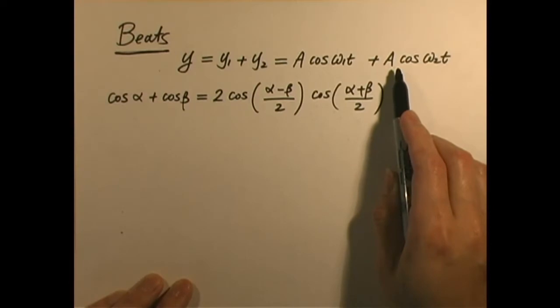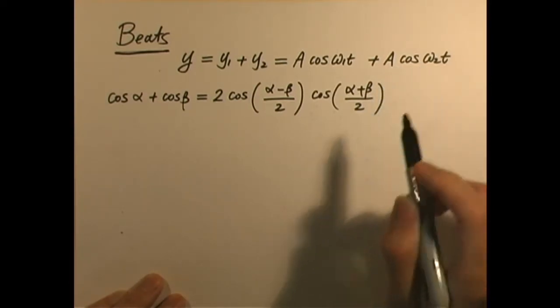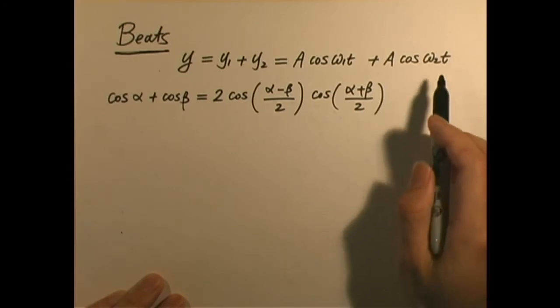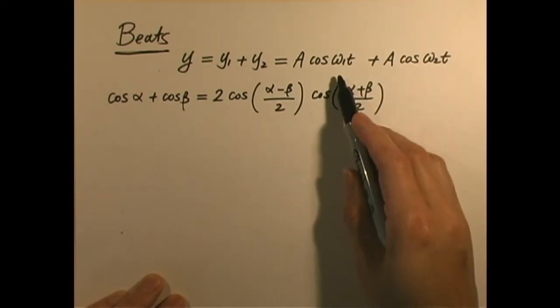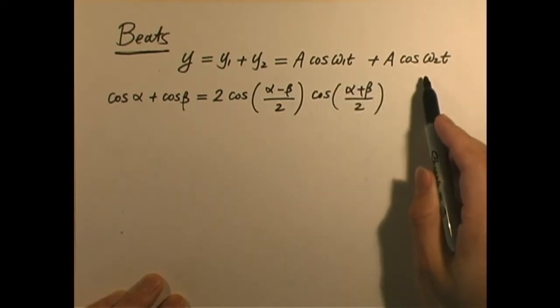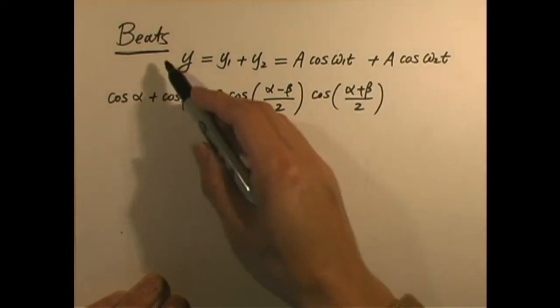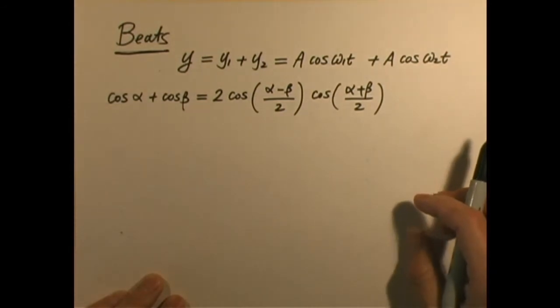Okay, so for example, you can play two tuning forks. Say they differ by, say, 1 or 2 hertz. Okay, so here is the sound produced by tuning fork 1. Here's the sound produced by tuning fork 2. Now, what if you bang these two tuning forks simultaneously? What are you going to hear? Okay, what you hear is something interesting. It's called beats. Let's look at what happens.